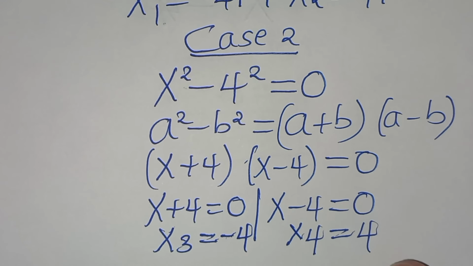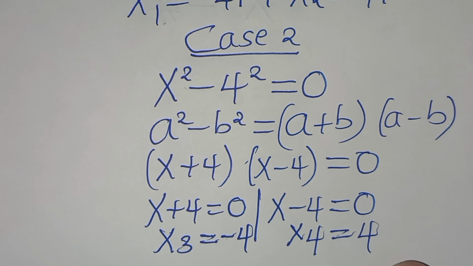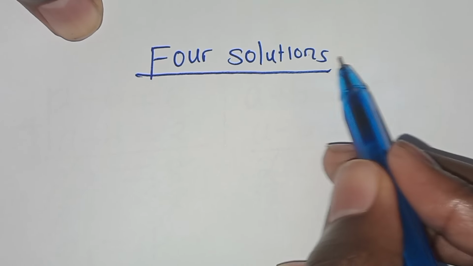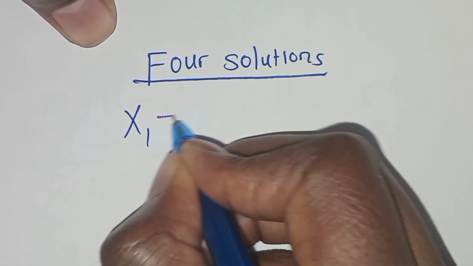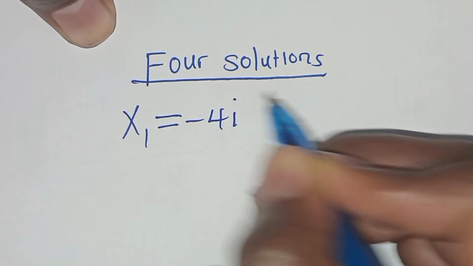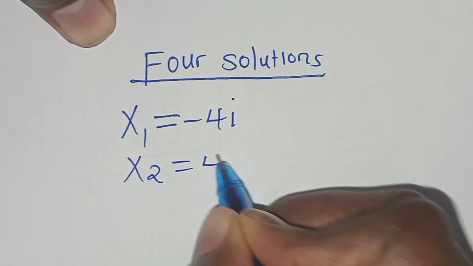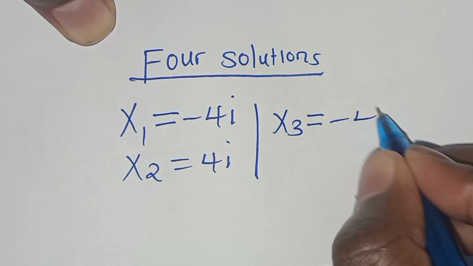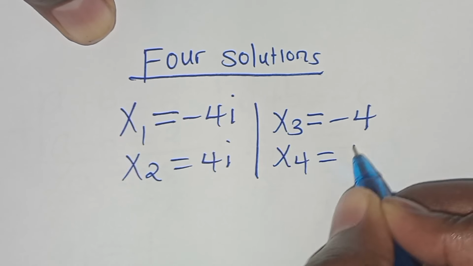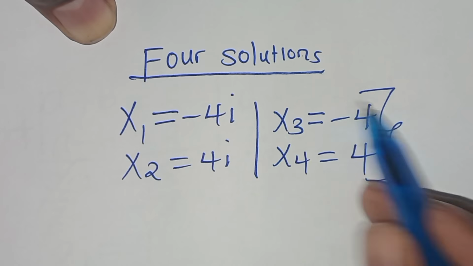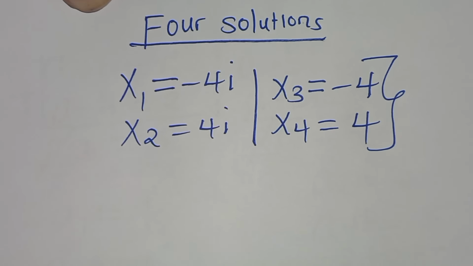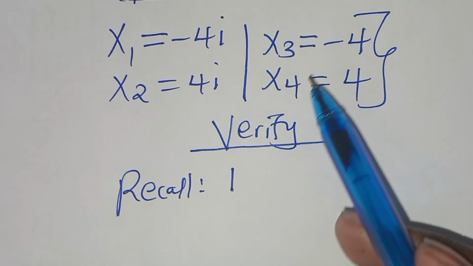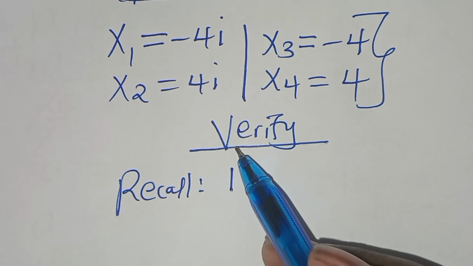So let's check or verify that these 4 solutions satisfy the equation. Now we have 4 solutions to this algebra problem. That is x1 is equal to minus 4i, x2 is equal to 4i, x3 is equal to minus 4, and x4 is equal to 4. So these are the 4 solutions that we have. Let's verify that these 4 solutions satisfy the equation.